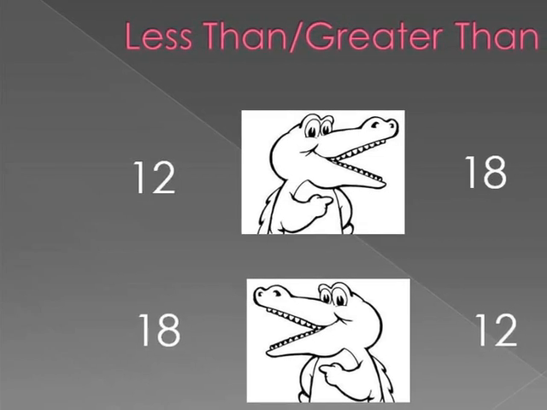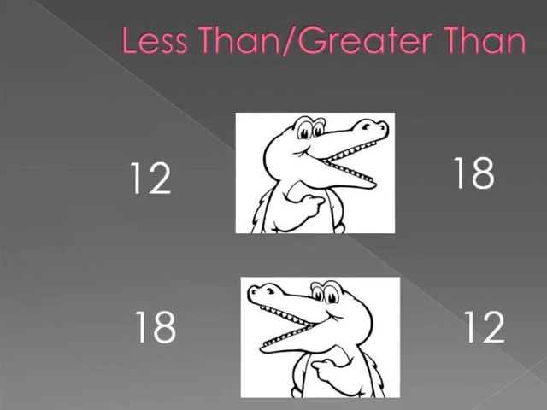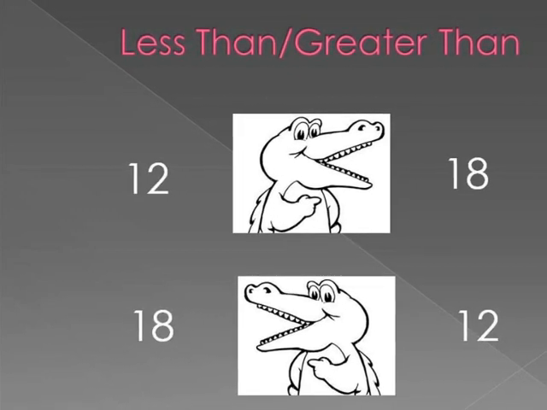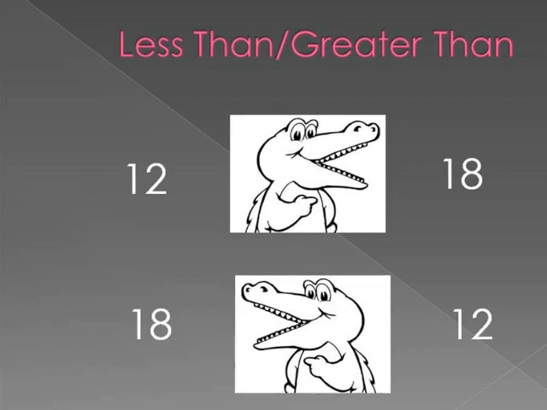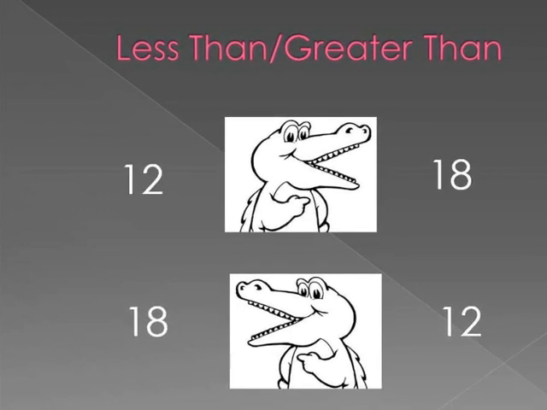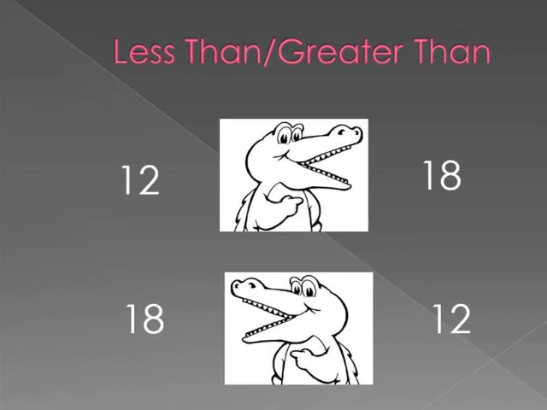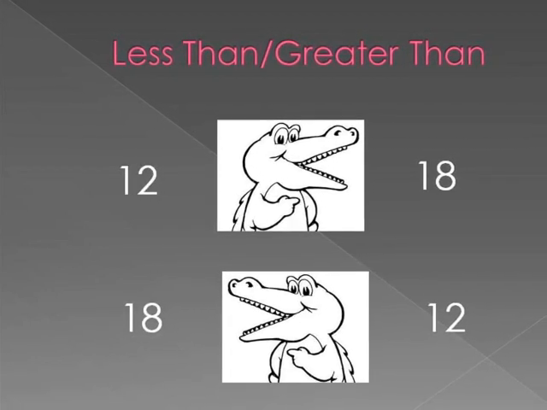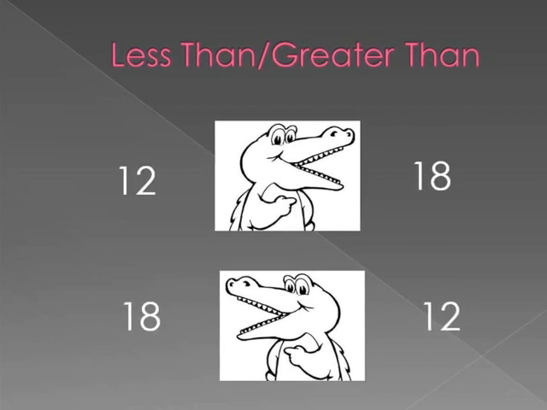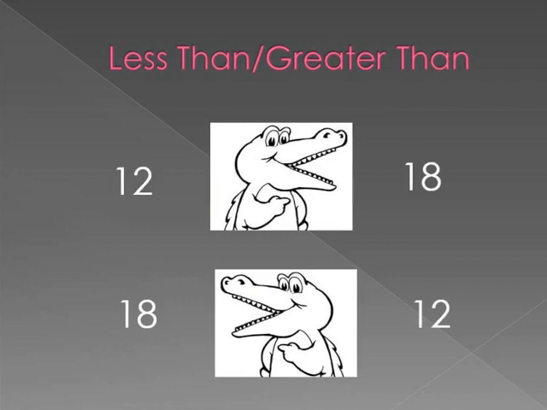Great job! The number 18 is greater than 12. Another thing that always helps me remember the symbols is when the alligator's mouth makes a capital L shape, it means less than. Look, 12 is less than 18. Not only is the alligator eating the bigger number, but if he were to open his mouth wider, he would make a capital L for less.